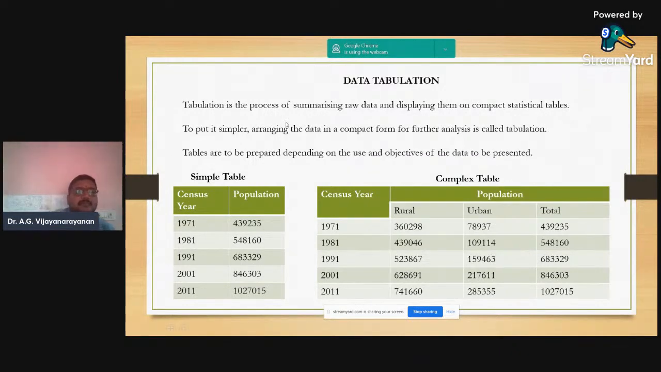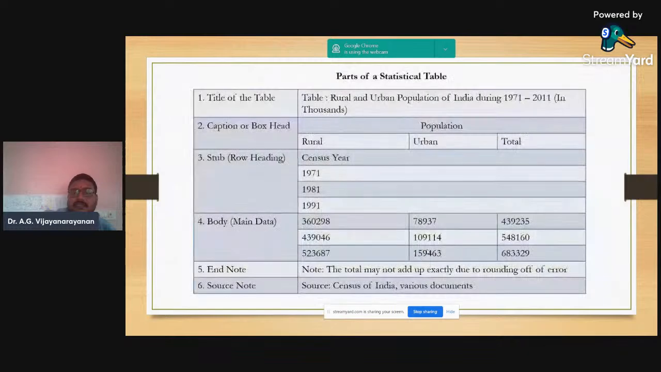Okay, you can see a simple table example. What is the census here? What is the population? Now look at the same but in a complex way. Here total is there, but how many rural, how many urban? Now I'm making much more classification in this.